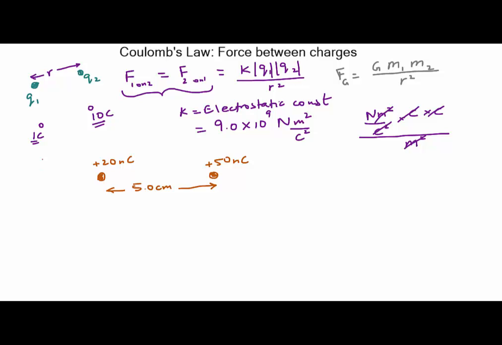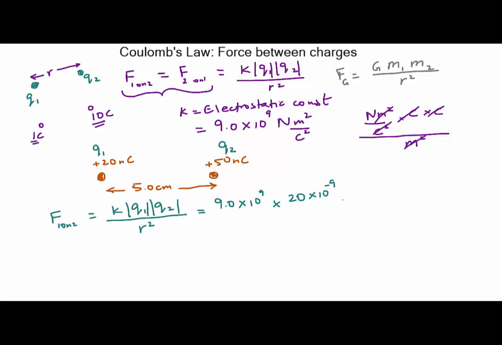So in this situation, we want to know the force of one charge on the other and the other charge on the first. So let's call this Q1 and Q2 over here. So F of 1 on 2 would be K times Q1 absolute value times Q2 absolute value divided by the square of the distance between them. And now if I substitute the numbers in, this would be 9.0 times 10 to the 9 newton meter squared per coulomb squared. I'm not going to write the units, times 20 nanocoulombs. So I'm going to write that as 20 times 10 to the negative 9 coulombs.